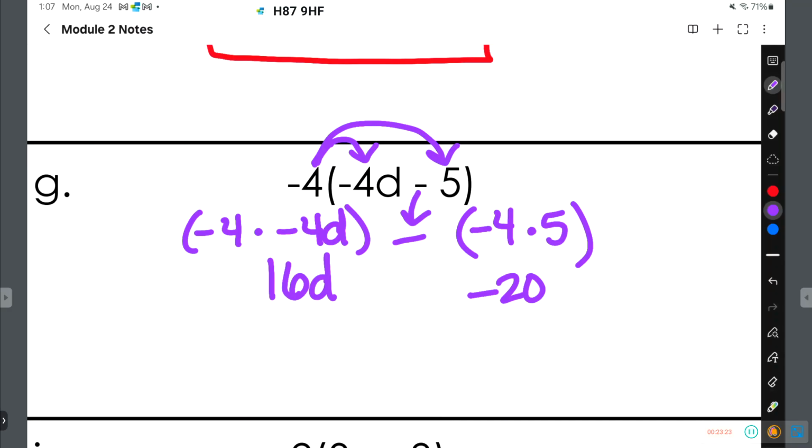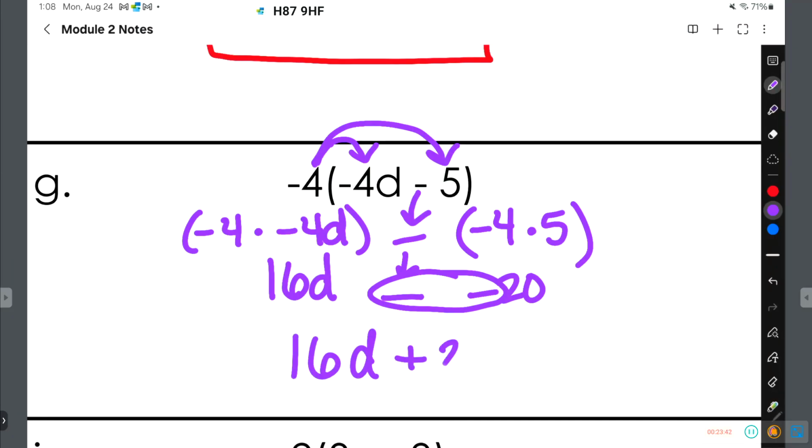Okay? All right, bring down our minus sign. Can those two things be put together? Can we put 16D with negative 20? No. But do you see how I have two signs touching? Because they're the same, it's going to be positive, right?